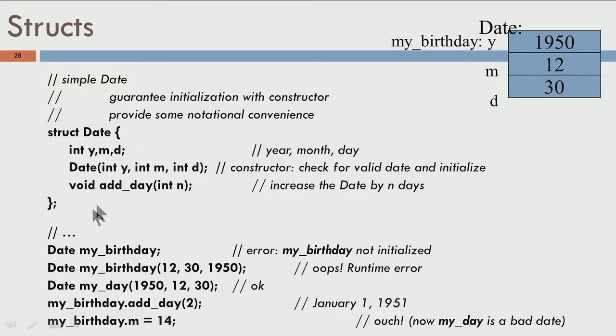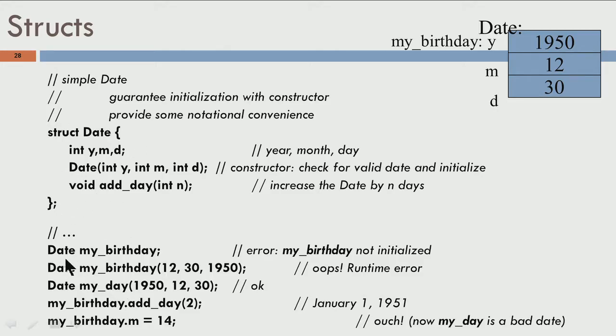So, even though it is given with struct date, this is not valid syntax. So, we would want class date here, and class date will have 3 members y, m and d, and it will have 2 methods: date, which will take the 3 initial values, and add days, which will add a certain number of days to the current date.